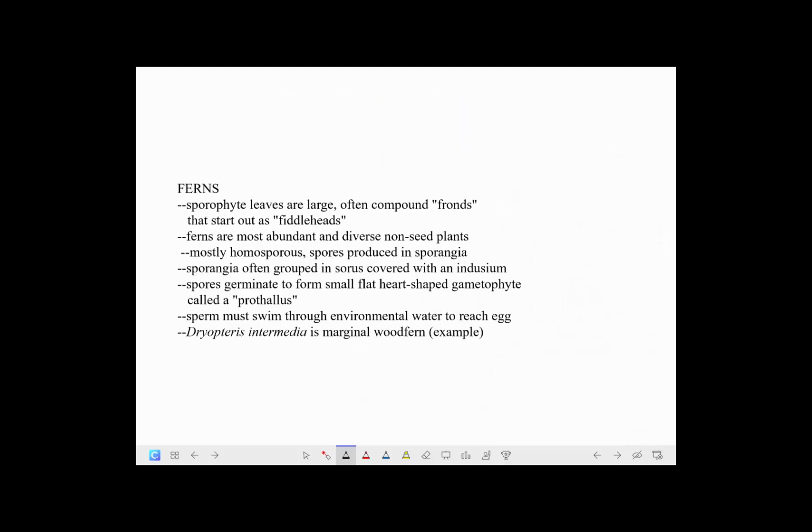So here's some facts about ferns. They're mostly to show the leaf of the sporophyte. They're sometimes called fronds. A frond is just a name for an elaborate leaf. The way that most ferns are, they're curled up when they're buds, and they kind of look like fiddleheads. I'll show you a picture of that.